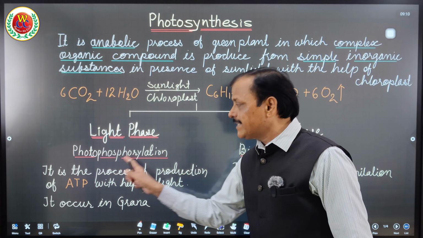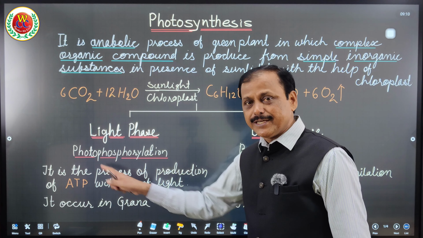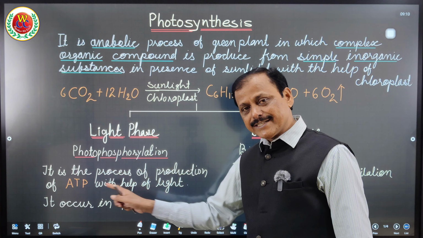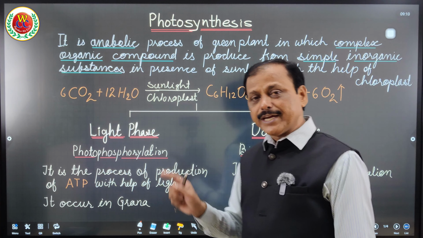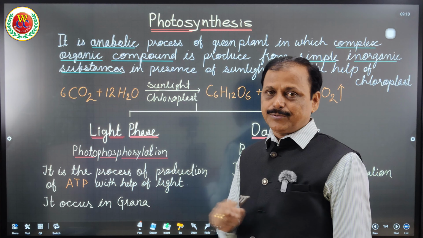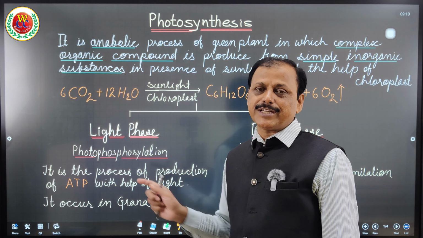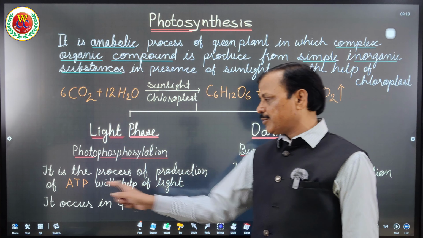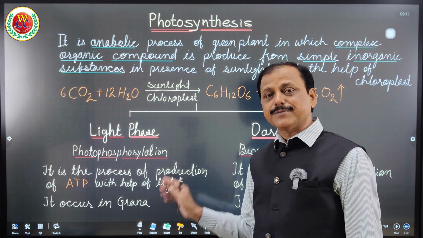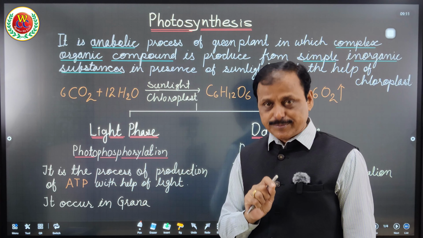Photophosphorylation. The addition of phosphate to ADP in the presence of light energy is called photophosphorylation. That means the production of ATP from ADP and inorganic phosphate with the help of light is known as photophosphorylation. So I have mentioned the definition here: this is the process of production of ATP with the help of light from ADP and inorganic phosphate.